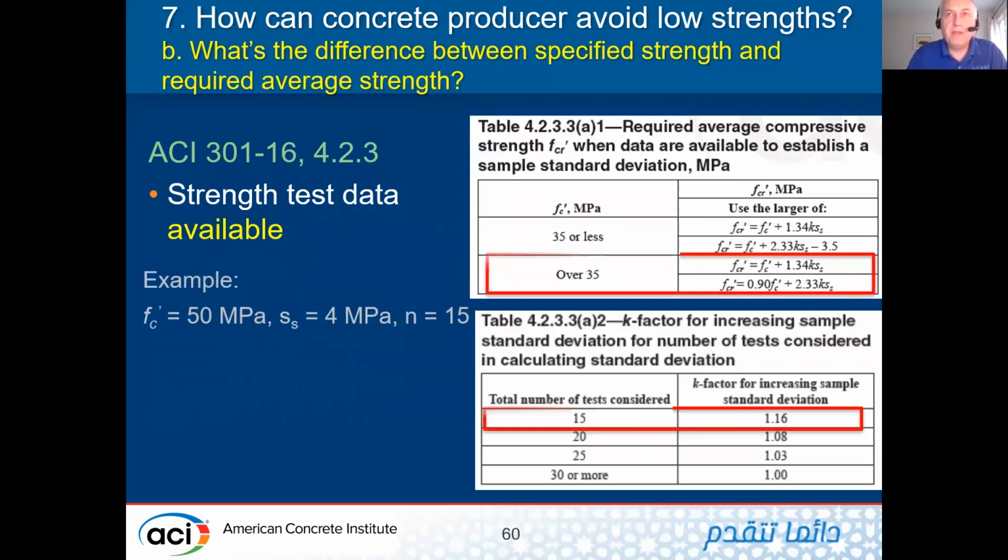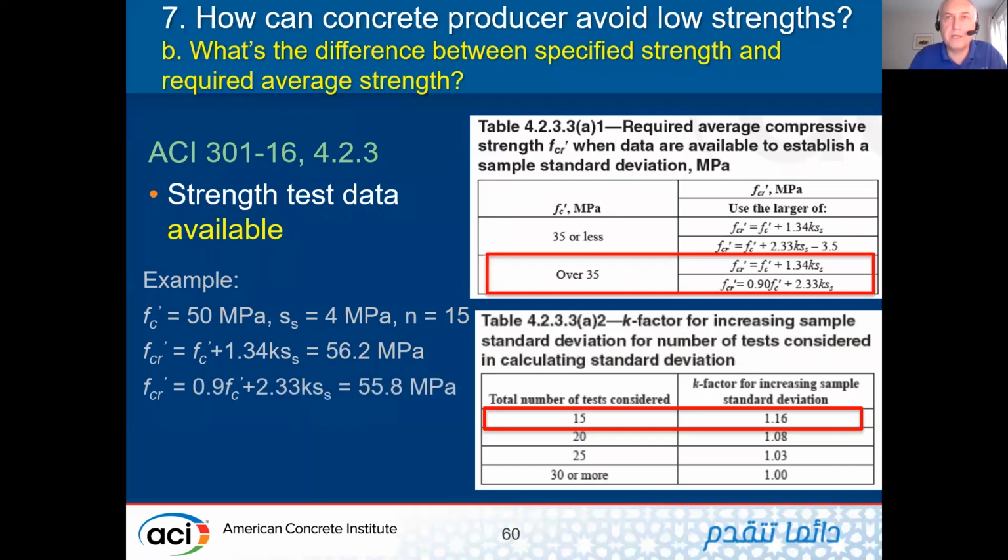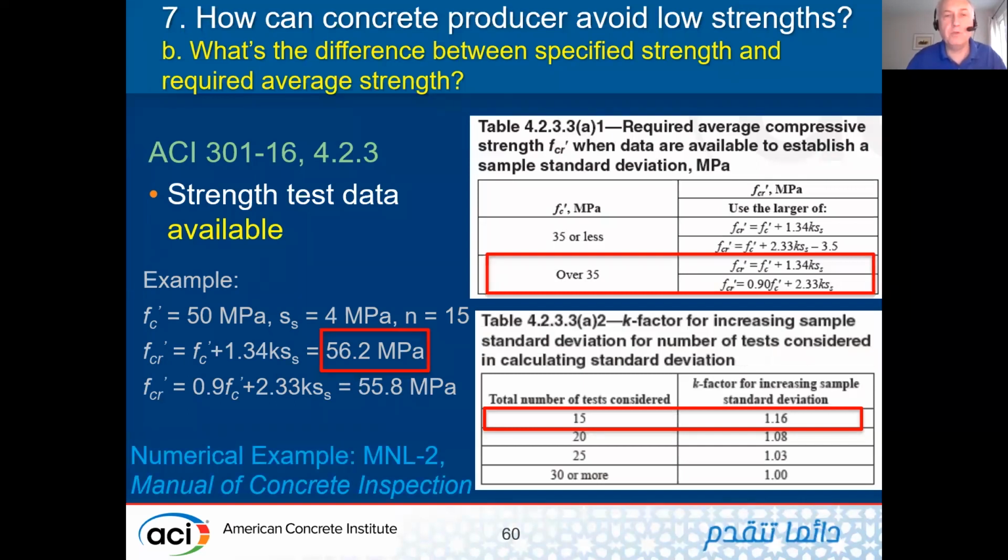Another example, if you have 50 MPa concrete, again, the number of tests done before is 15. Again, depending on that number, maybe you have 20, then you would have a k factor of 1.08. But in that example, I have 15. You take the first formula, you calculate the required average strength, you take the second formula, and in that case it is the formula that yields higher required average strength. This is what you use in mixture proportioning. Okay, if you want to study more, look at MNL-2, Manual of Concrete Inspection. They have a full example there.